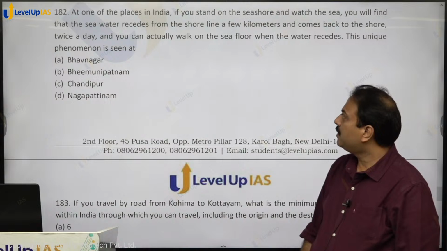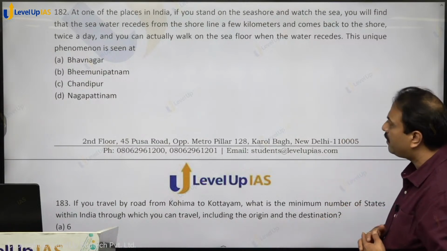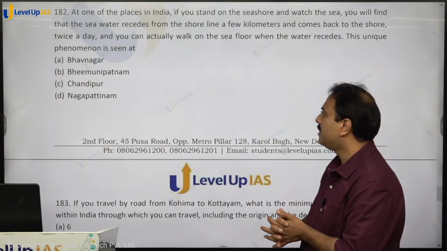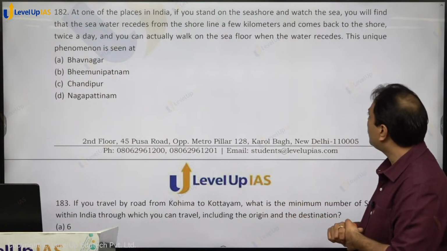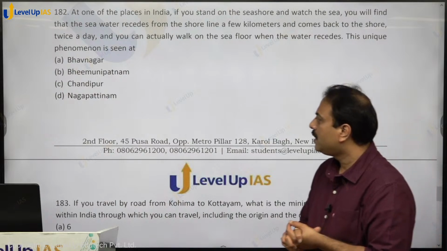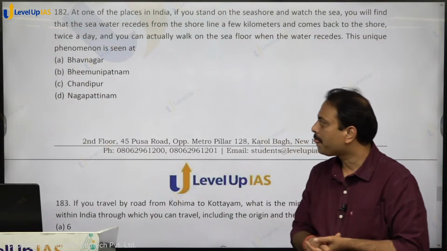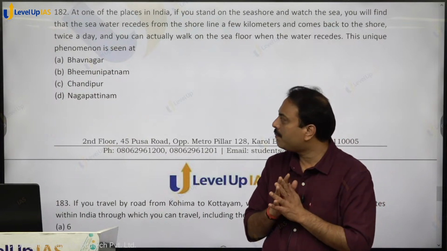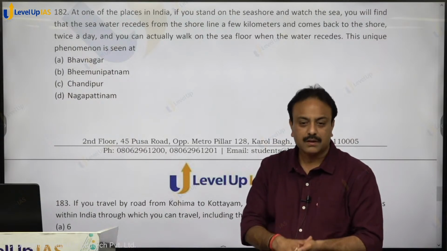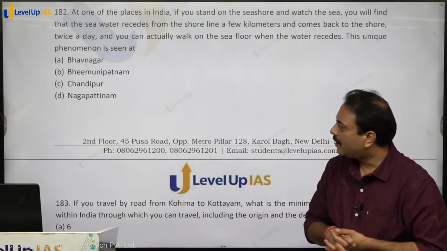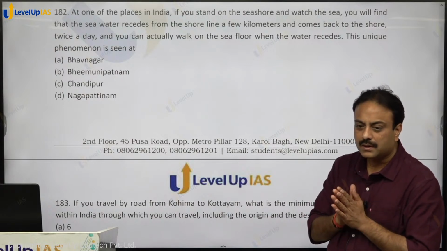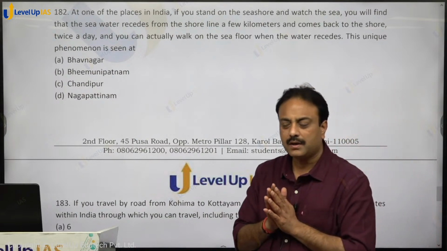At one of the places in India, if you stand on the seashore and watch the sea, you will find that the sea water recedes from the shoreline a few kilometers and comes back to the shore twice a day. And you can actually walk on the sea floor when the water recedes. This unique phenomenon is seen at Bhavnagar, Bhimunipattanam, Chandipur, Nagapattinam. Bhavnagar is in Gujarat, Bhimunipattanam in Andhra, Nagapattinam further down in Tamil Nadu, and Chandipur in Odisha. It is the phenomenon at Chandipur. So option C, C for cat is the right answer.